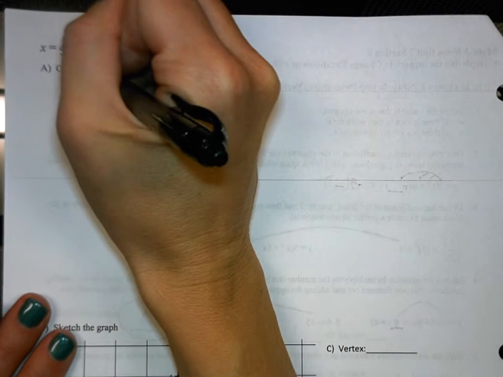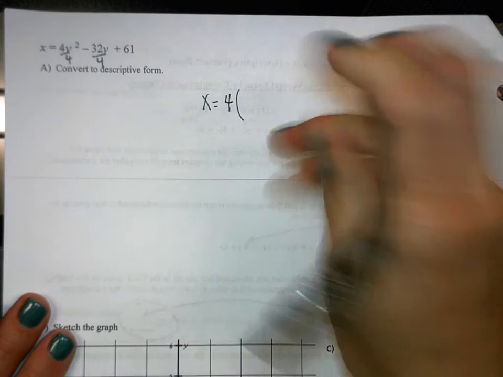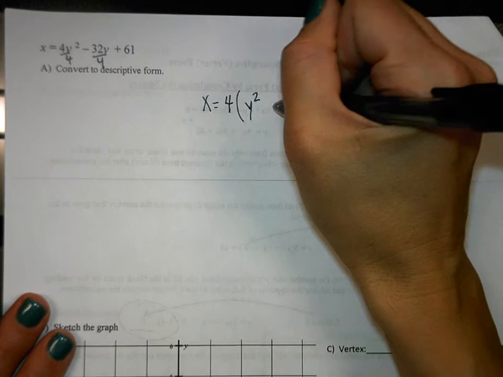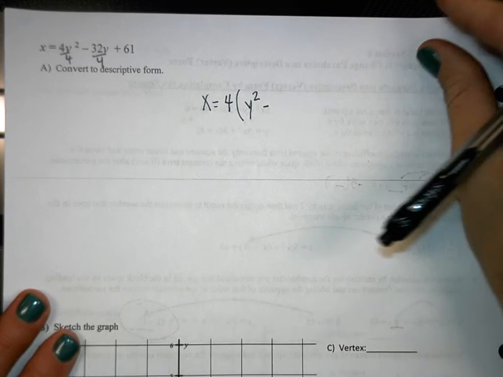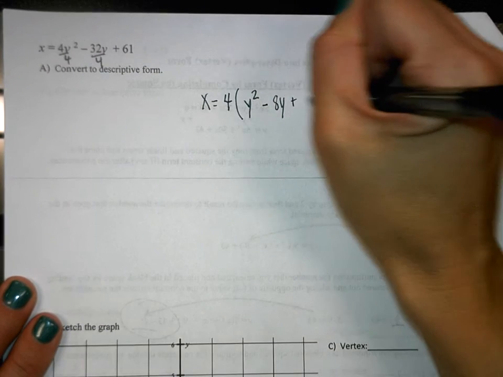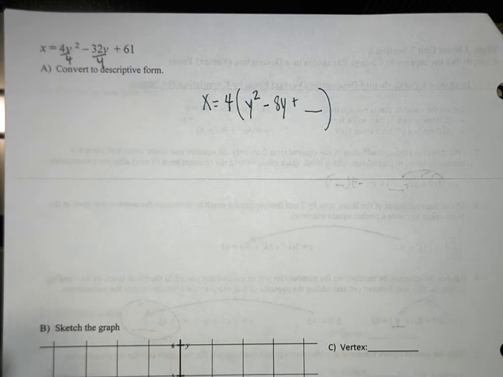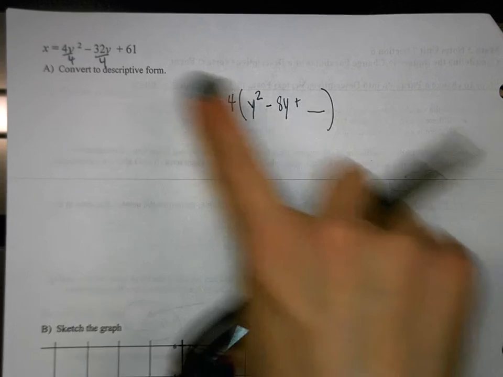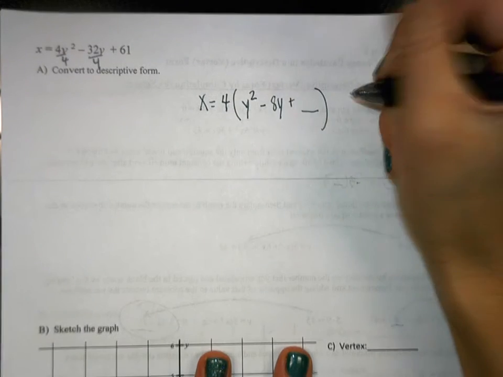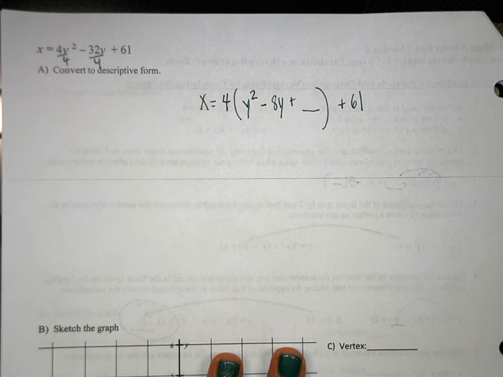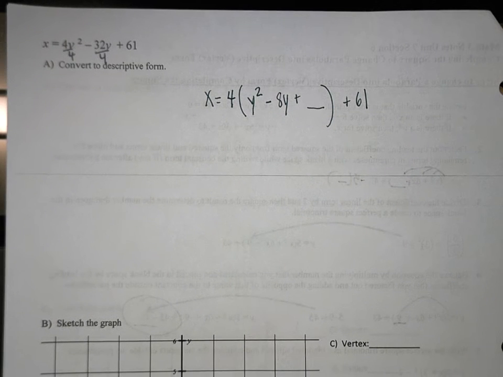Now, when we divide each of these numbers by 4, I end up with what inside here? Y squared minus 8y. And then we put plus our blank, because we only want the stuff with the y's on the inside of the parenthesis. Okay, so on this one, we just keep the plus 61, sorry, plus 61 on the outside of the parenthesis, because we're just keeping it in our correct form for a parabola.